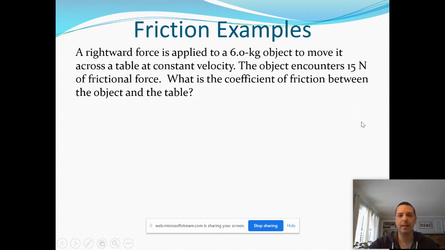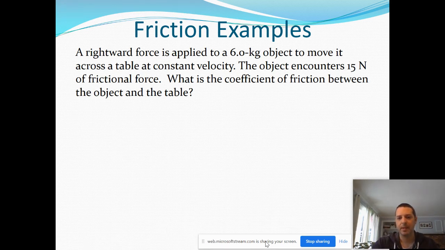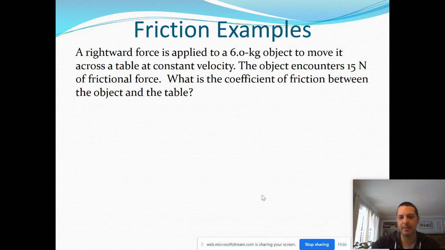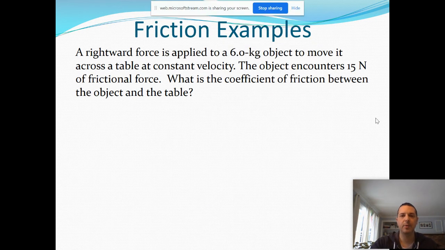I wanted to go through one additional friction example with you. And this is going to use free body diagrams a little bit differently than we did in our last example. And we're going to take a look at another way to determine frictional force.